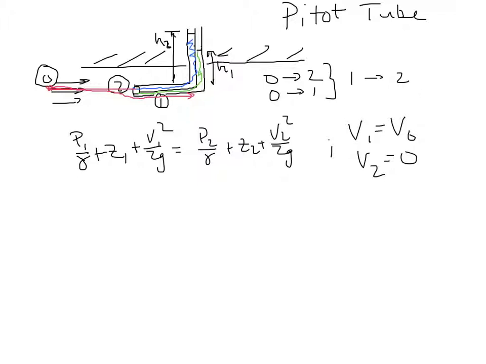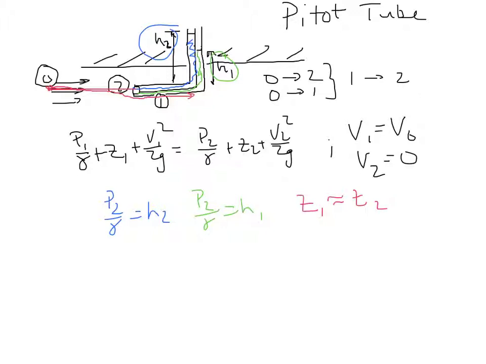Now, how do we go about defining the pressures? Let's start first with the stagnation tube fluid, which has an elevation h2 above its outlet. So using the blue fluid here, we can say that P2 over gamma is equal to h2. In the same way, we can use the static fluid in the second tube, h1, to say P1 over gamma is equal to h1.